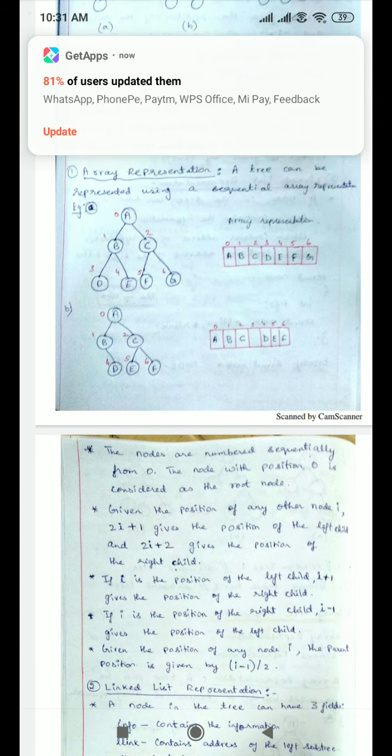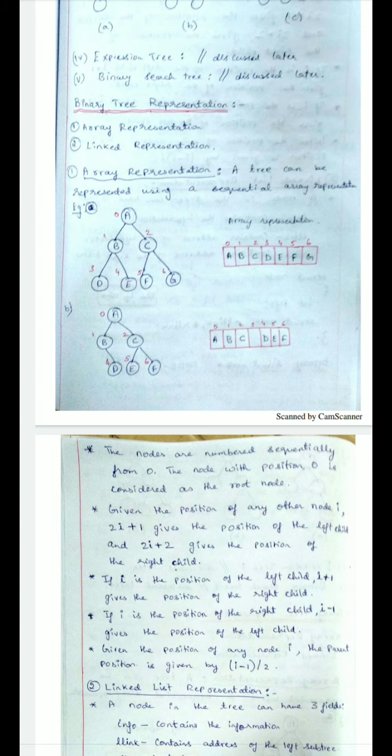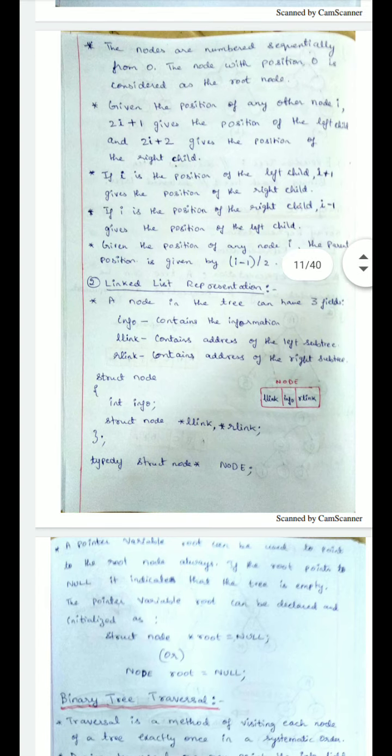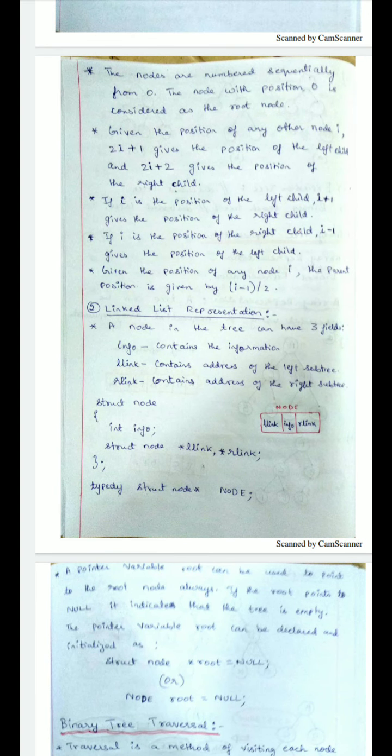Okay. So if you see the array, if you want to know the right child information, how will it be? It is i plus 1. If you want to know the left child information, i minus 1, then you will get the left child information. If you want to know the parent node information, that is (i minus 1) by 2. So these are the different ways you can get the value. Next, linked list representation, how can you make it? A node will have what? Information, left link, right link. Okay. So this is how we can represent the binary tree.